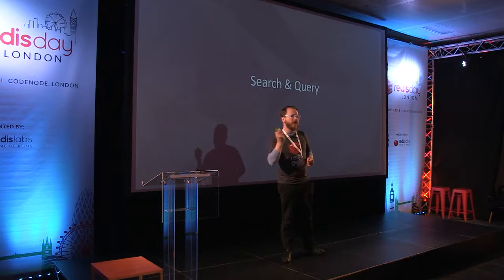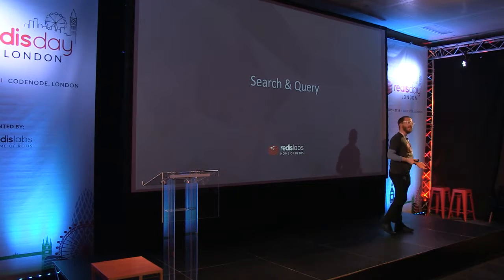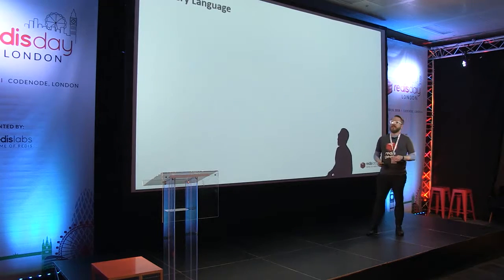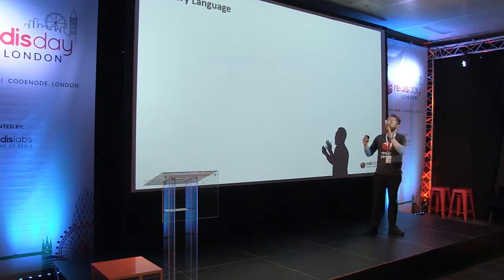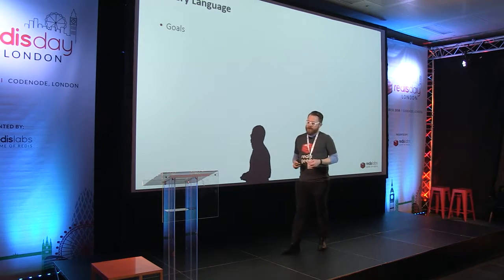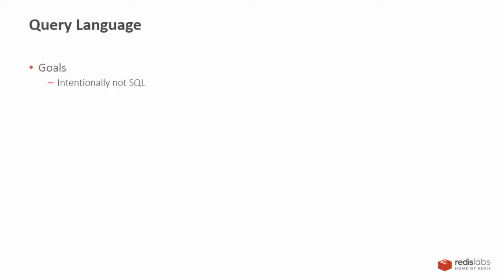So let's talk about how it looks in search and query. Now, because it is a full-text search engine, it operates very differently than Redis. It has its own query language. Let's take a look at it. I'm going to show you a few attributes of that. So when we were looking at this, what were the goals? The first thing we wanted to do is intentionally not be SQL, right? No, that's not what we want to do.